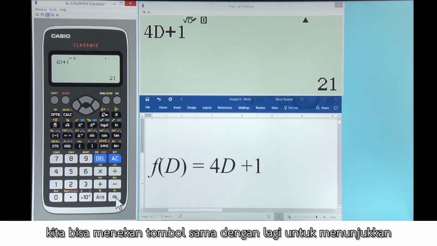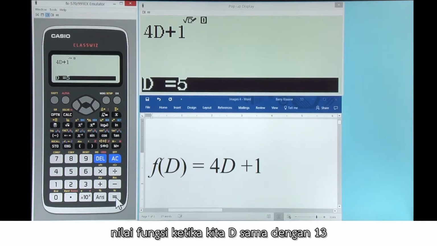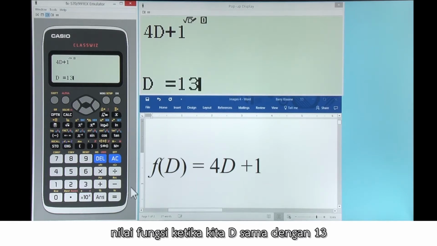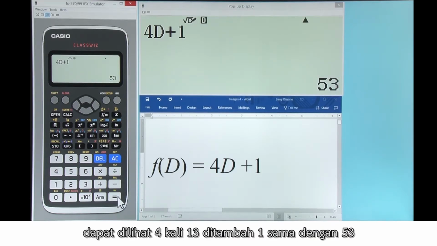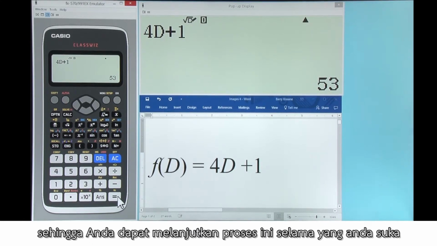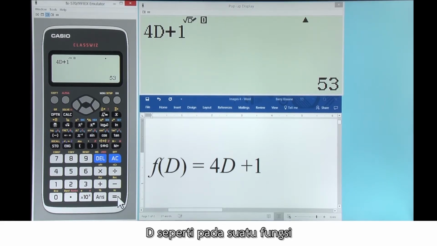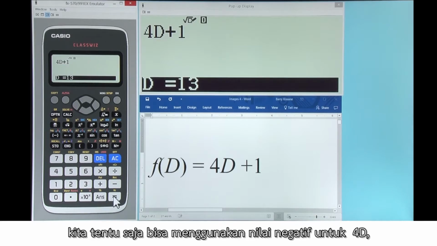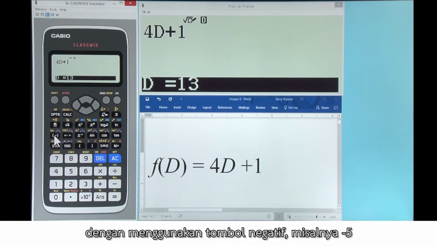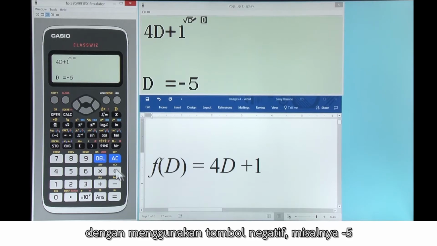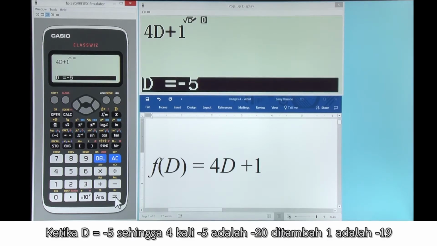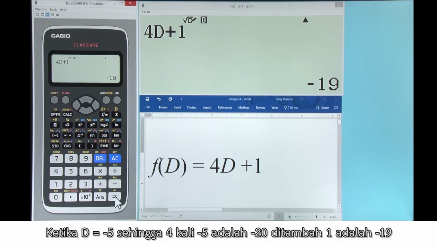We could tap the equals again to show the value of the function when d is 13, and we can see 4 times 13 add 1 is 53. So you can continue this process for as long as you like. Each value of d generates exactly one value for f(d), as is required for a function. We can also use negative values for d, of course, using the correct negative key, negative 5, for example. The result when d is negative 5 is 4 times negative 5 is negative 20, add 1 is negative 19.